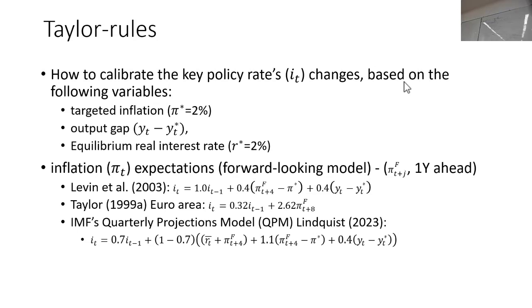Also, it's quite funny that, for example, when Taylor tried to model what is happening in the euro area, he realized that only future inflation expectations will affect the interest rate, so nothing about the output, and even 2 years ahead forward interest rate or inflation expectations. What matters here?